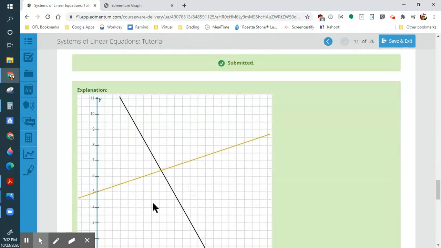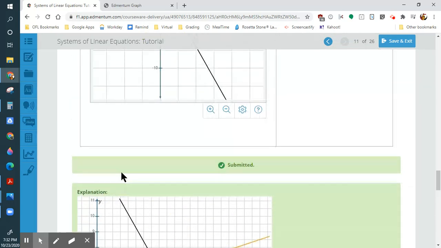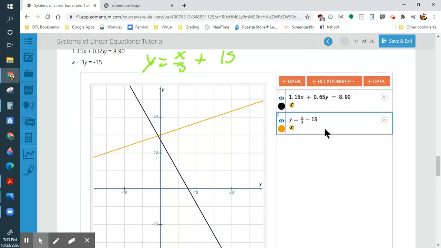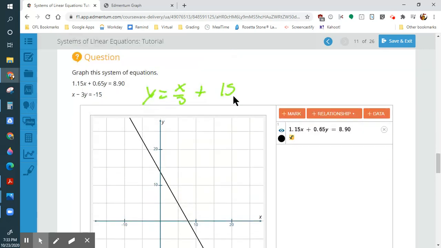What's going on here? Oh, make sure you guys do it the right way. I forgot to divide by... I only divided by x. It's supposed to be plus 5.